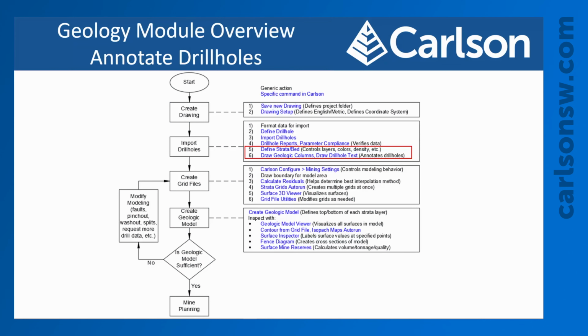This video is going to discuss how we can annotate drill holes just to show what's in them in a visual way, also add some labels to them. And we are going to be focusing on these commands shown here. So we'll be defining the strata and the beds. We're going to draw some geologic columns, kind of in a side view, and then we're going to just put some simple labels on the drill hole symbols themselves.